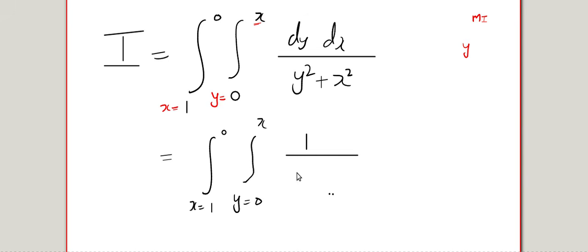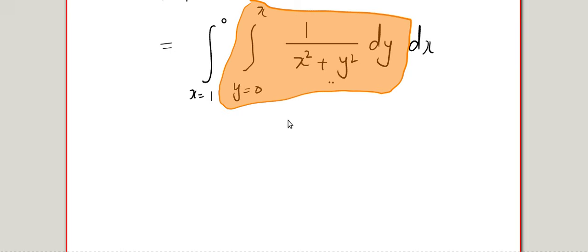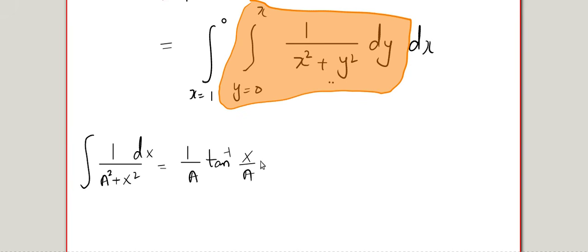I'm going to write this as 1 by x square plus y square dy and then dx. Now look at this. In class 12 you learn a lot of special formulae, and one formula looks like 1 by a square plus x square dx. If you do not know this formula, I'll strongly suggest note it. I'll put it in a box.